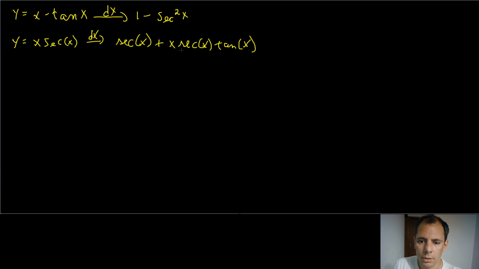And that's it. You can factor out the secant here if you want: secant of x times 1 plus x tangent of x. And that's it, but you don't have to.